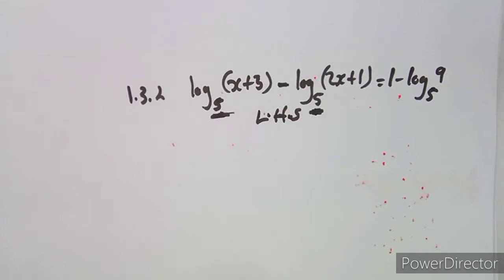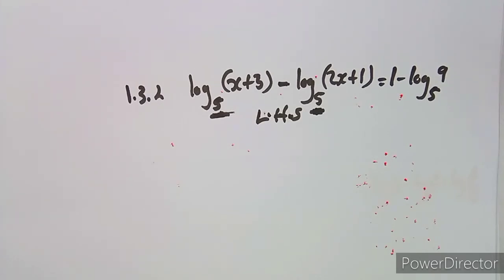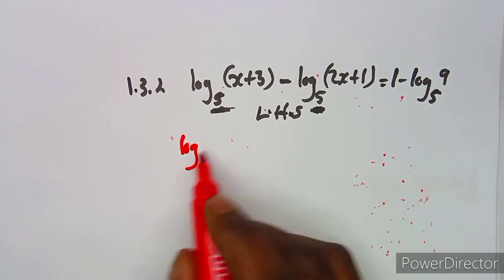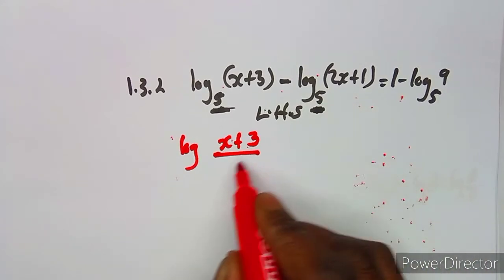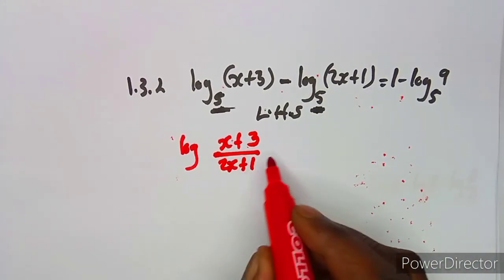Let me just write: log a minus log b is going to give us what? Log a over b, provided that the base is the same. So we've got the base, which is the same. In this case, the base is 5. So that's what you're going to do. So let us quickly have this. It's going to be like log of (x + 3) over (2x + 1), like this.